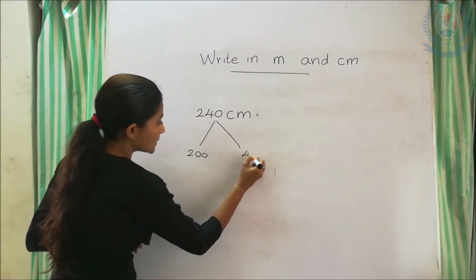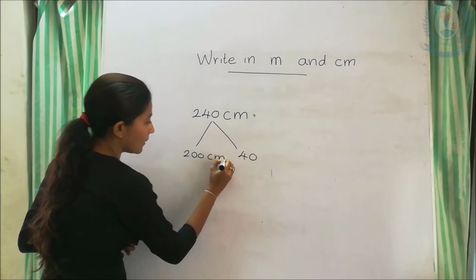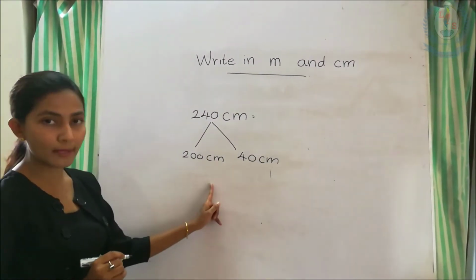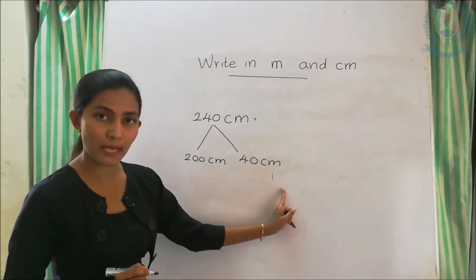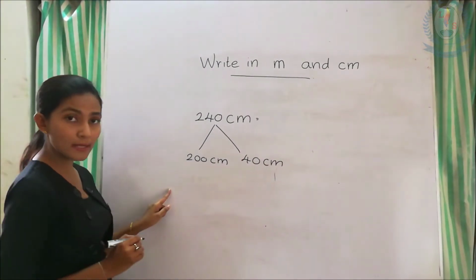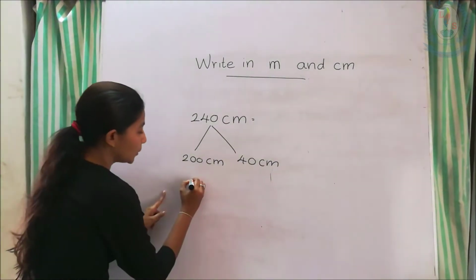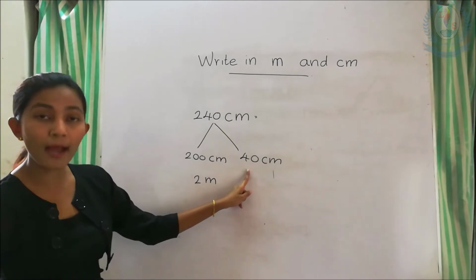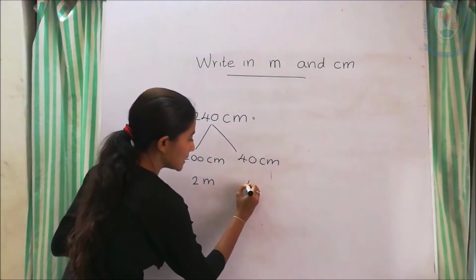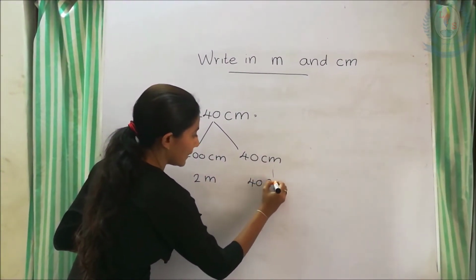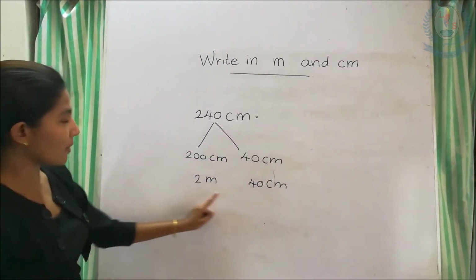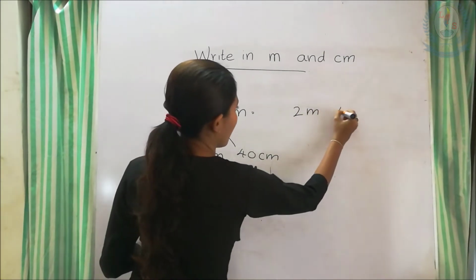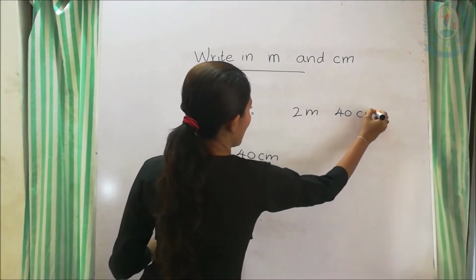240 centimeters. 200 centimeters, 40 centimeters. 200 centimeters means 2 meters. 40 is less than 100, so we write the 40 back again like this. Then our answer is 2 meters and 40 centimeters.